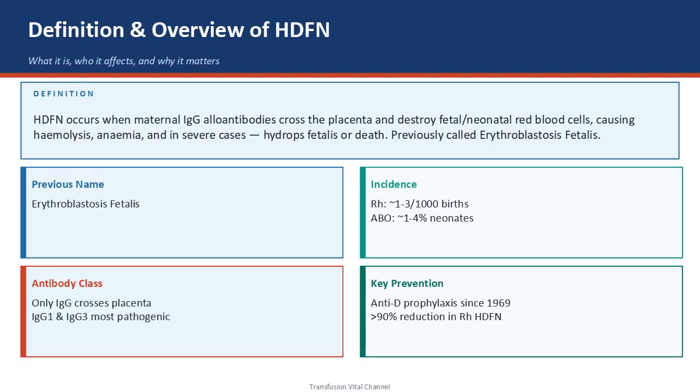Anti-D immunoglobulin prophylaxis, introduced in 1969, has reduced Rh-HDFN by 90%, one of the greatest successes in preventive medicine over the years. If we talk about the incidence, Rh-HDFN is 1 to 3 per 1000 live births, whereas ABO-HDFN affects 1 to 4% of neonates, but it is actually mild. HDFN can affect any gestation and tends to worsen with each subsequent incompatible pregnancy because memory B cells become increasingly primed.